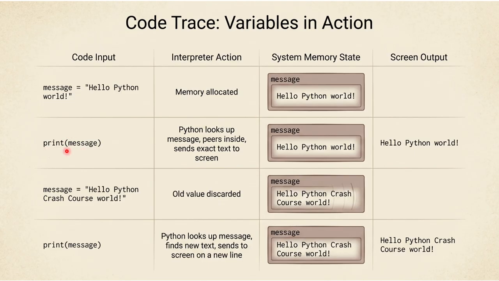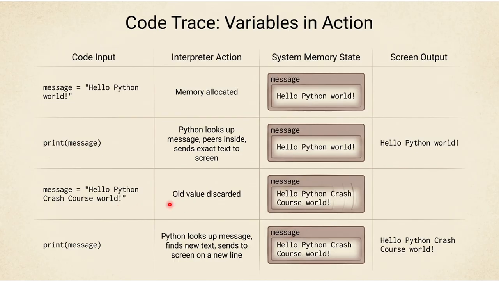Next we type the command print message. What python did, it went into this message container and saw what is inside it. It was hello python world, and it just printed this exact same text to your screen, hello python world. After this, we changed the message to hello Python crash course world.